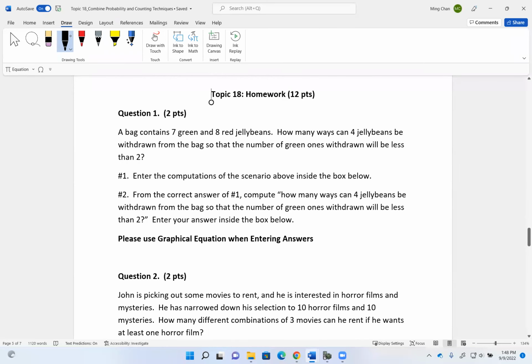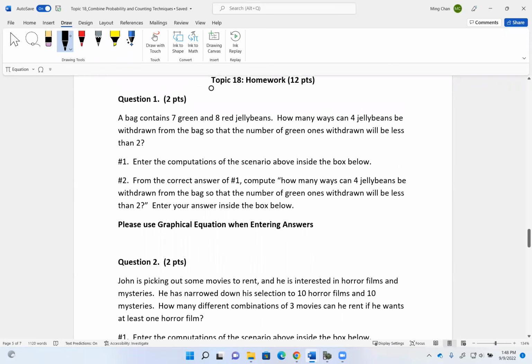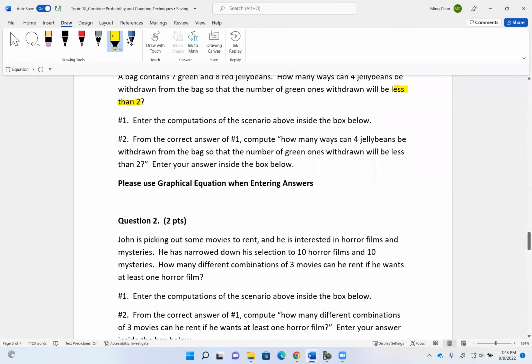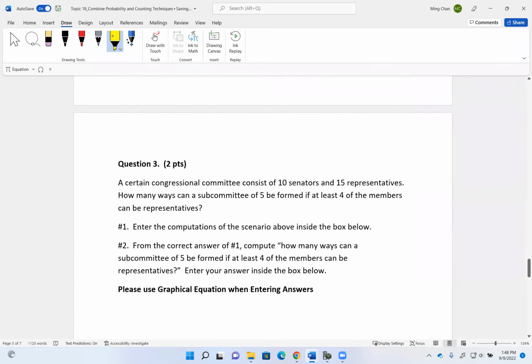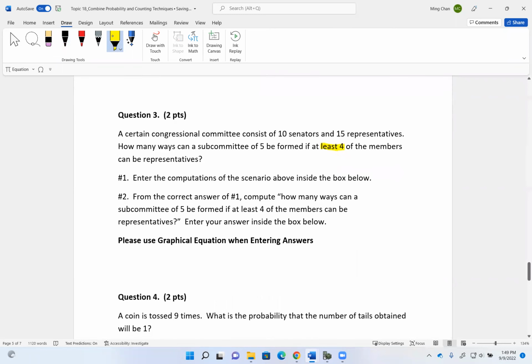All right, so these homework questions are very similar to what I just showed you. I just changed the numbers a little bit. So watch out for these scenarios. Lesson 2: 3 movies if you want at least 1 horror film. That's what you watch out for. How many ways can a subcommittee of 5 have at least 4 representatives? So you gotta think about the scenarios.